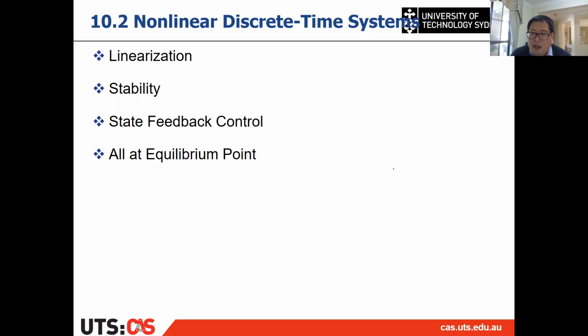We can't do that at any single point on the nonlinear discrete time system because the nonlinear system is so complicated. So it is so complicated, which means we can do the linearization, stability, and state feedback control only at the equilibrium points, at one of the equilibrium points. All right, so those are the linear discrete time system.